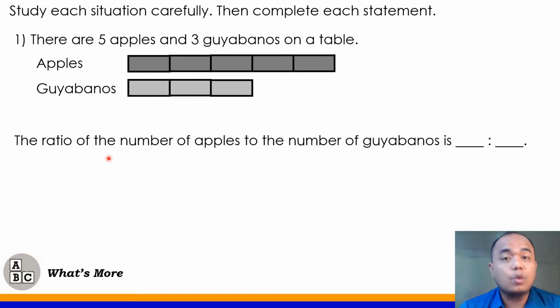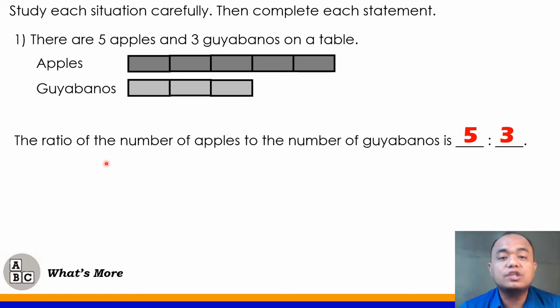Our first quantity in this statement is the number of apples, and our second quantity would be the number of guyabanos. So this is the first quantity, and this is the number of guyabanos, the second quantity. So, what will complete this statement? What number should we place here? Yes, that's 5. Very good. How about the second quantity? Very good. That's 3. So the number of apples is 5 and the number of guyabanos is 3.